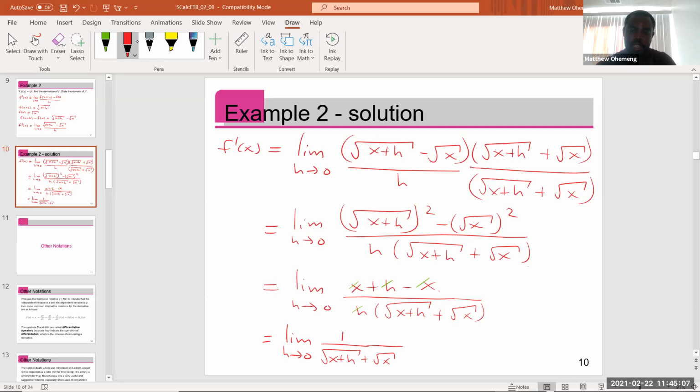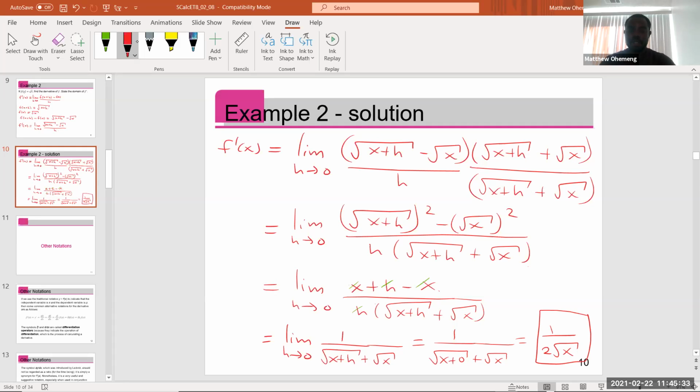And then when you get here, you just plug 0 for h, right? So wherever you see h, you put in 0. So that gives you 1 over the square root of x plus 0 plus square root of x. And then that's finally 1 over what? The square root of x plus 0 is square root of x. So square root of x plus square root of x, that's 2 square root of x. And that's our final answer for f prime.